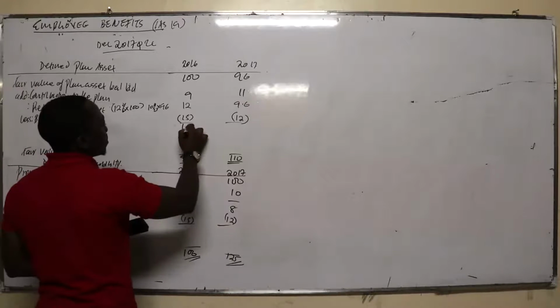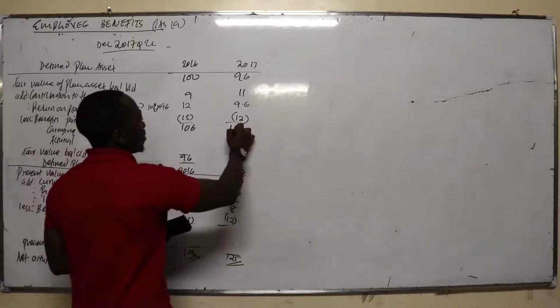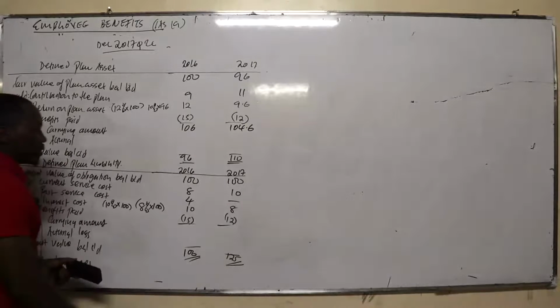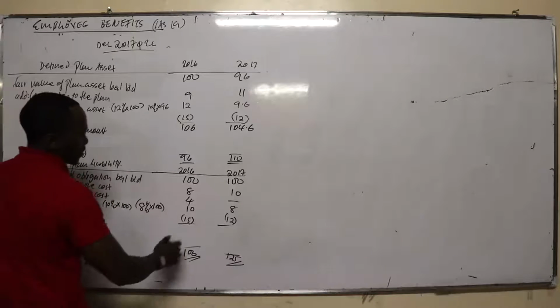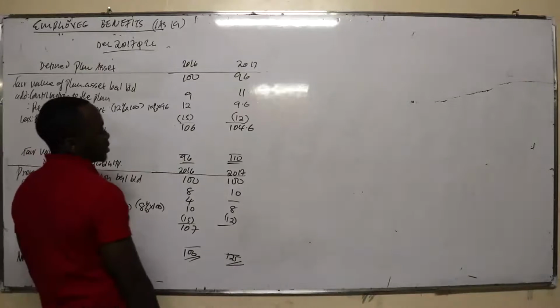$121, you get 106. This one is 104.6. What about this? 112, 122 minus 7, 107. 107, eh? This one is 106, eh?